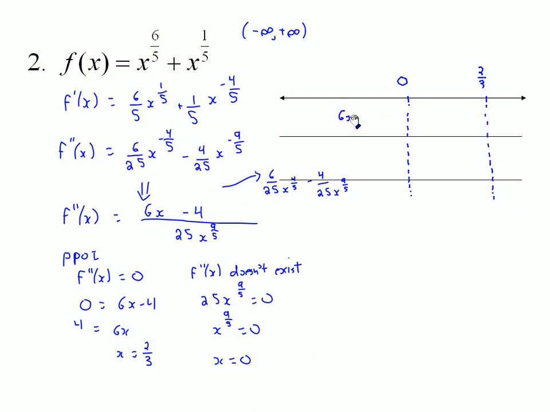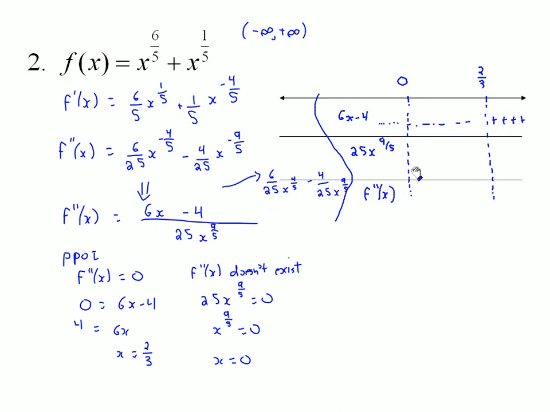So we have 6x minus 4, and we have 25x to the 9/5. And we have the second derivative right there. Now 6x minus 4, if you plugged in an x value bigger than 2/3, it will be positive to the right and then negative to the left all the way down forever.